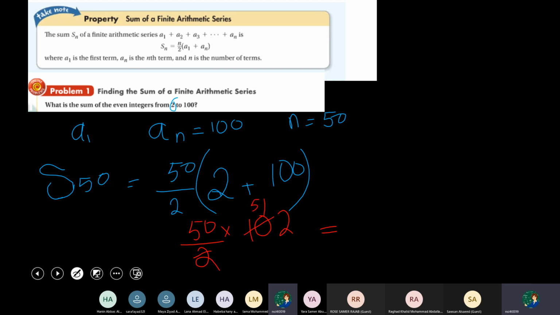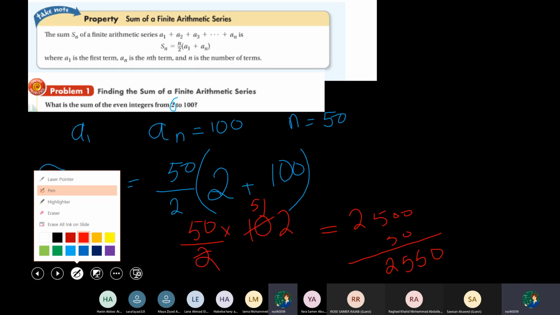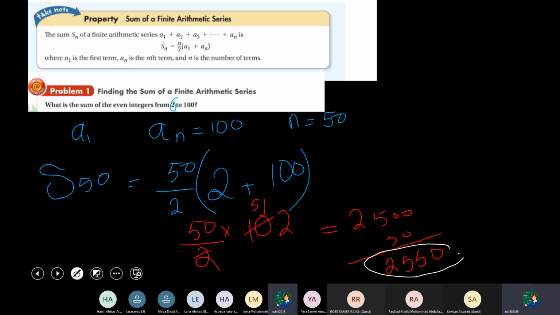Now 50 times 50 is 2,500, and 1 times 50 is 50. So the answer is 2,550. So the summation of all even integers from 2 to 100 is 2,550. Is it clear?